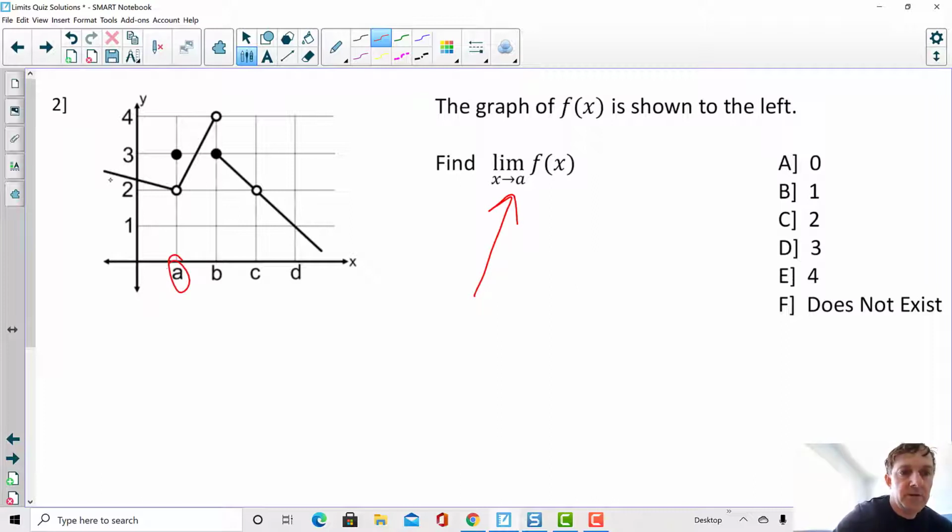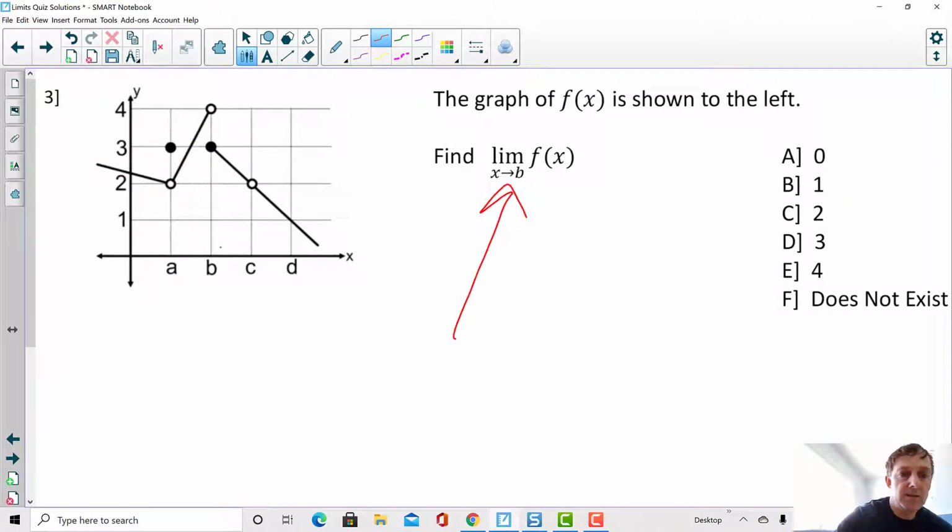right here. You can see that it approaches a height of 2 from both sides, so it's just going to be 2. Find the limit as x goes to b, that's right here. You notice the limit from the left is 4, but the limit from the right is 3. So that's not the same number. We're going to have to say limit does not exist.